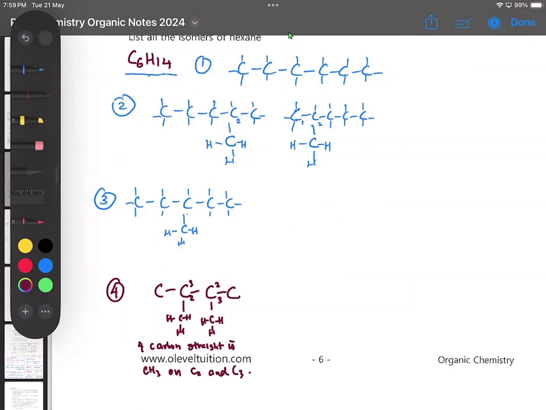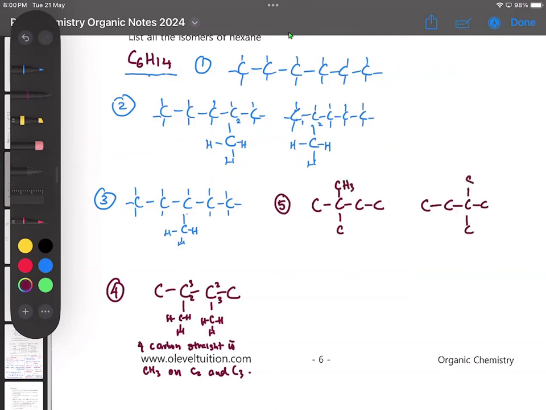So is there any more ways to attach the two attachment groups while keeping this to be a 4 carbon horizontal straight chain? The last way we can deploy the last 2 carbon atoms, I can put one here and I can put one here. Similarly, if I were to put it here and here, it's the same.